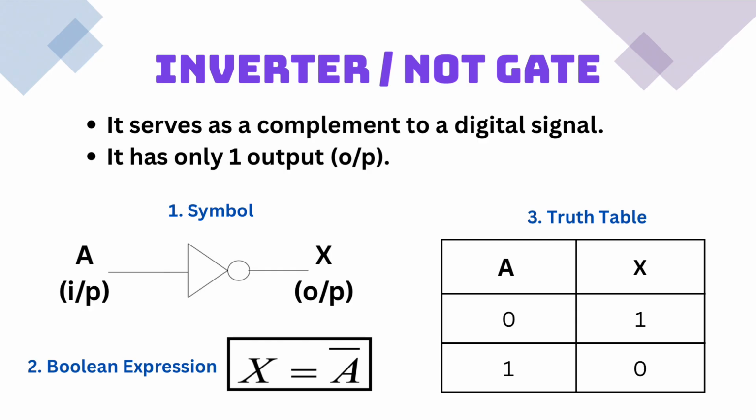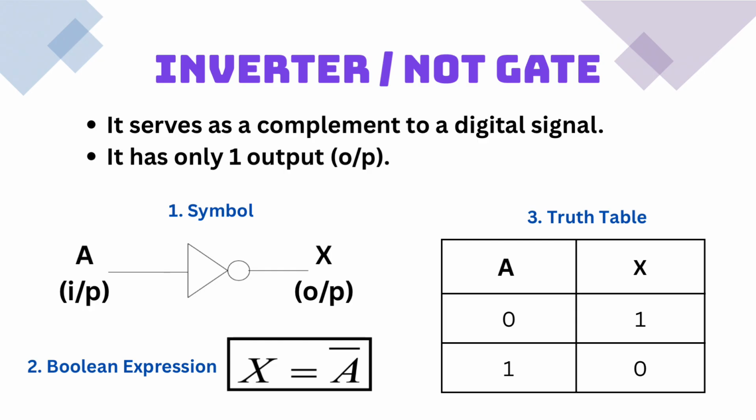Let's now take a closer look at the NOT gate symbol, Boolean expression, and truth table. The NOT gate symbol is a triangle with a small circle at the output, indicating inversion. The input is labeled as A and the output is labeled as X. For the NOT gate Boolean expression, it is X equals NOT A, written as A with an overline. This means the output X is the opposite of the input.